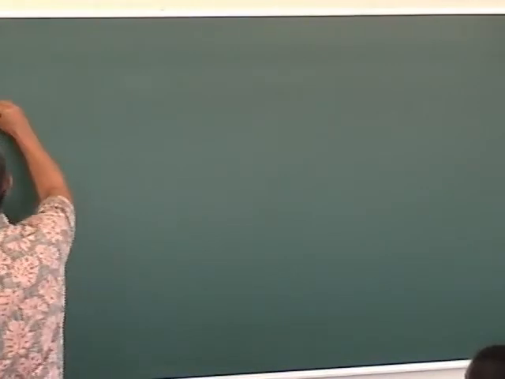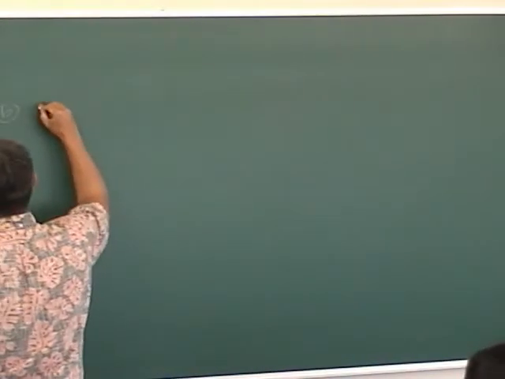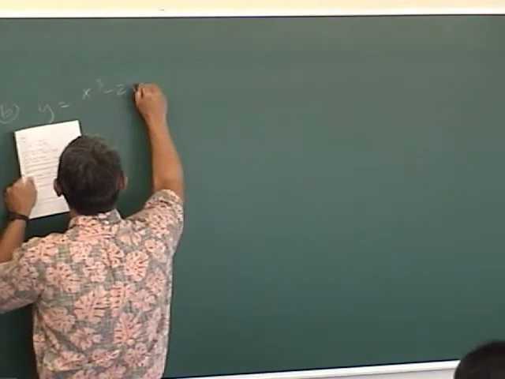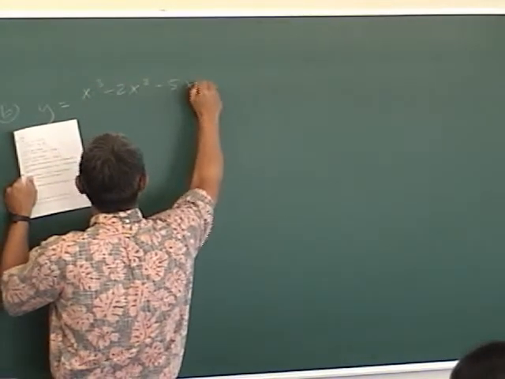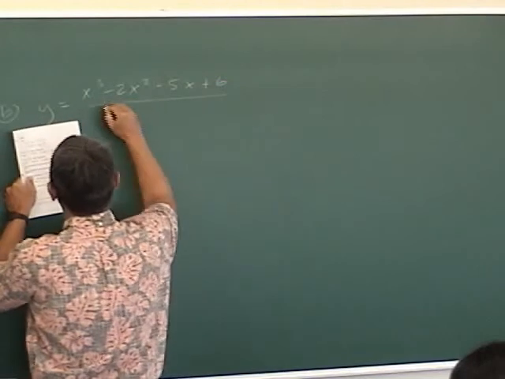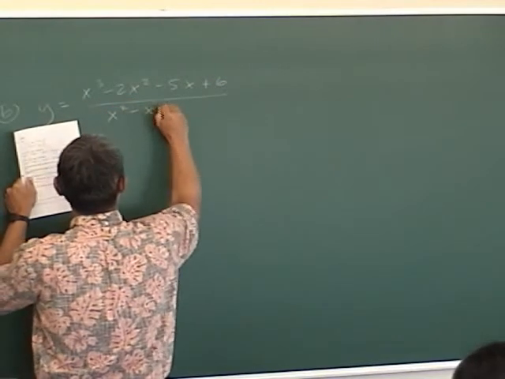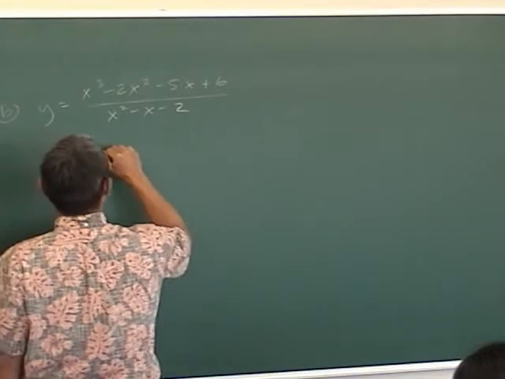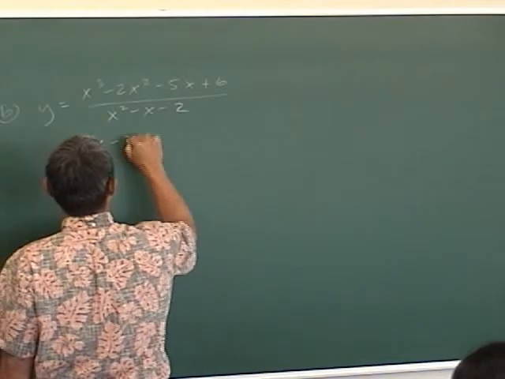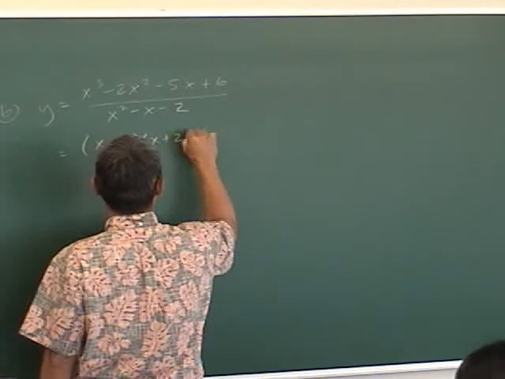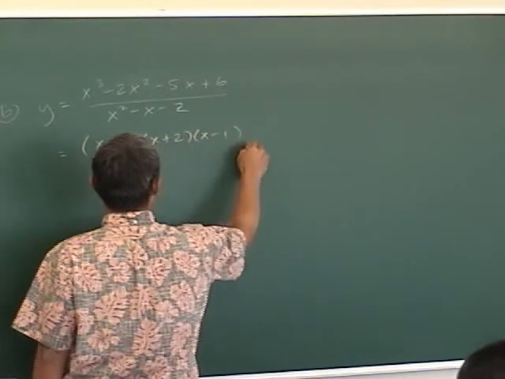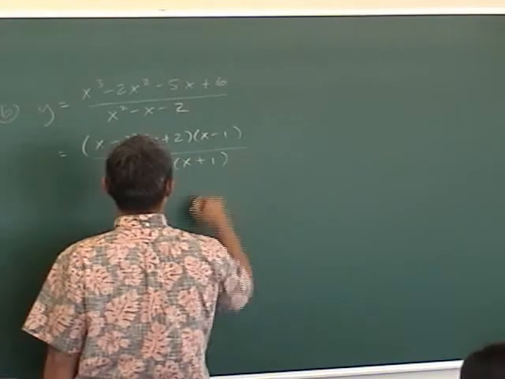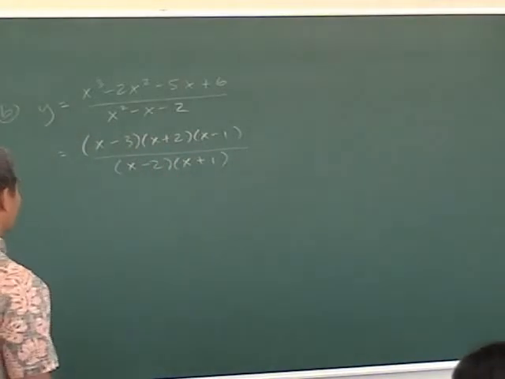1B and D. 1B. Okay, so the first thing you gotta do is you gotta factor. Did you guys factor the numerator? Did you guys use synthetic division? Yes or no? Yes. Okay, so if you do synthetic division, what do you get? Somebody give it to me. X minus 3, X plus 2, X minus 1. That sounds right. And the bottom is x minus 2 times x plus 1. So there's no canceling, no removable discontinuity.